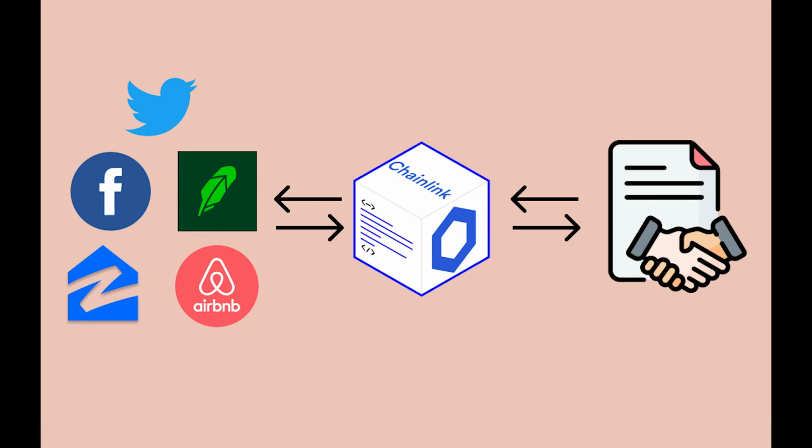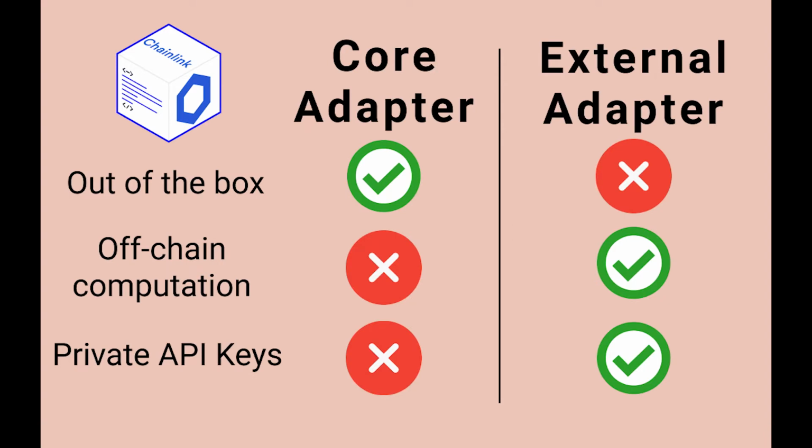If you're familiar with Chainlink, you might know that there is something called a core adapter. So why would you use an external adapter over a core adapter? Basically, an external adapter allows you to do a few more things. The main advantage is that you can do computations off-chain.